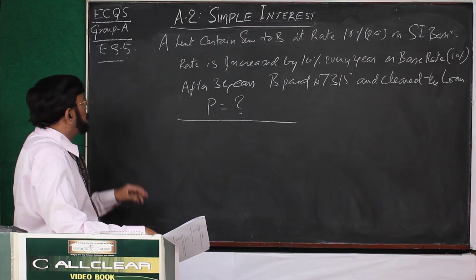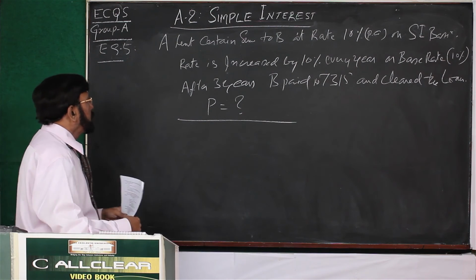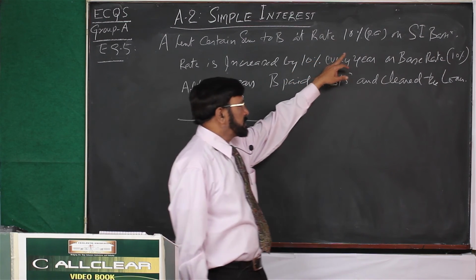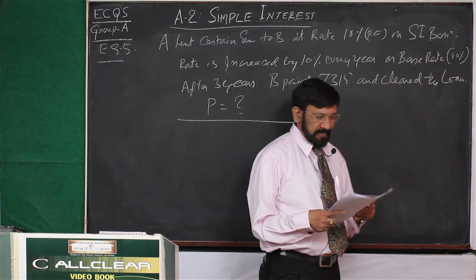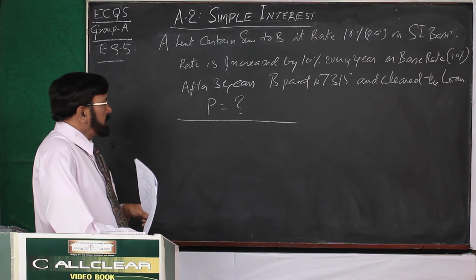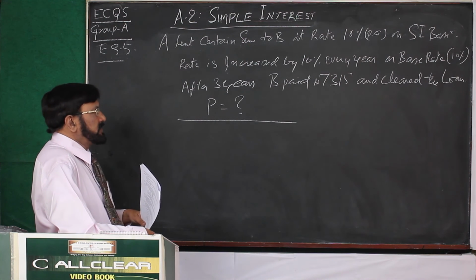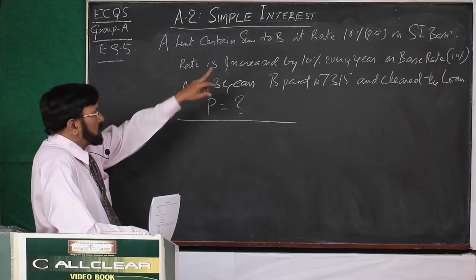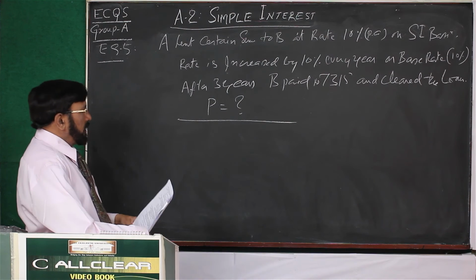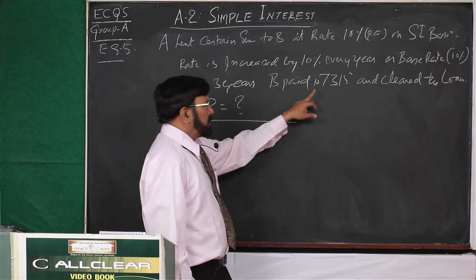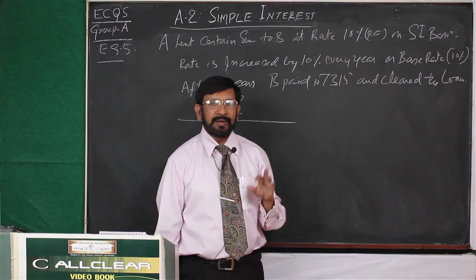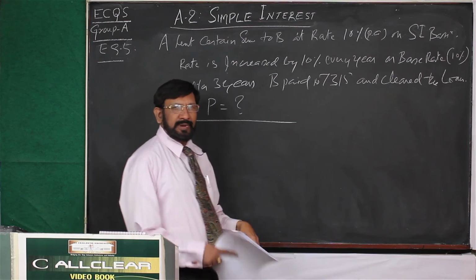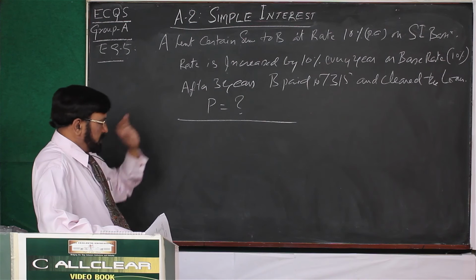Now, I will explain the fifth and last example. A lent a certain sum to B at the rate of 10% per annum on simple interest basis, and the rate is increased by 10% every year on the base rate. Base rate means, you know, the first year rate, that is 10%. After 3 years, B paid 7,315 and cleared his loan. That is, after 3 years, the amount is 7,315, and we have to calculate the principal.